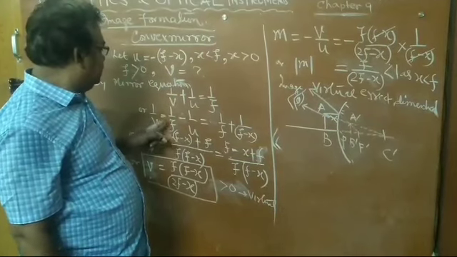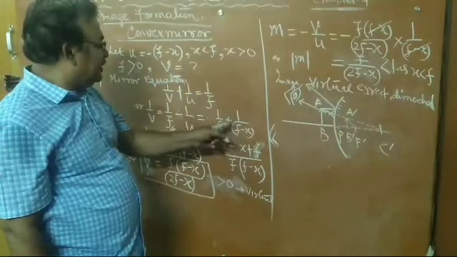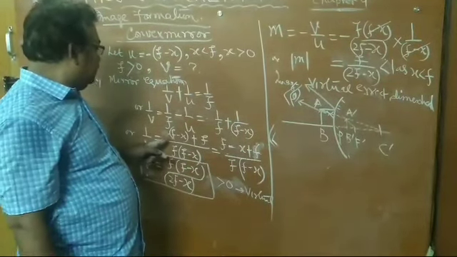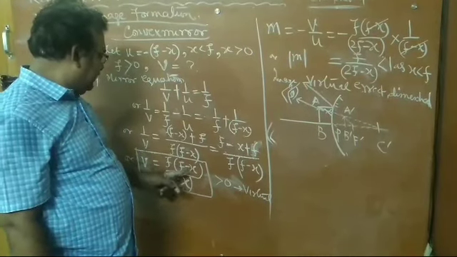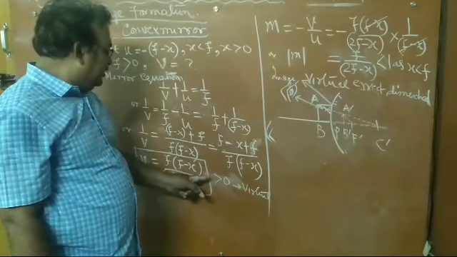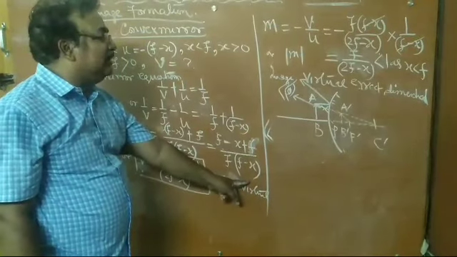We have 1 by v is equal to 1 by f minus 1 by u. So 1 by f plus 1 by f minus x. Therefore, v is equal to f minus x, 2f minus x, which is positive. So the image is virtual and erect.